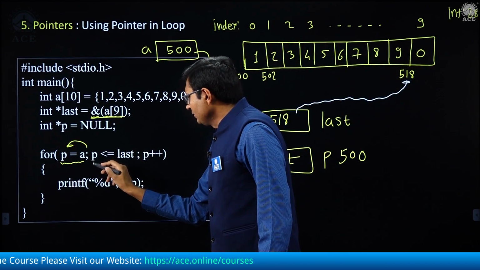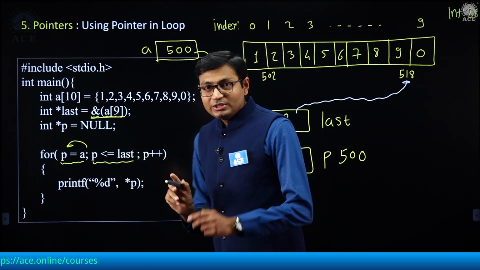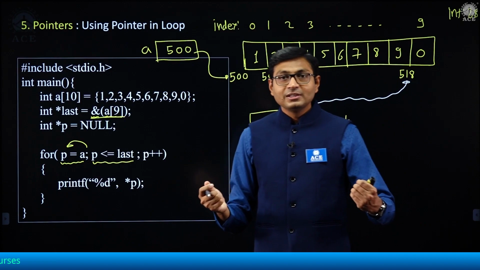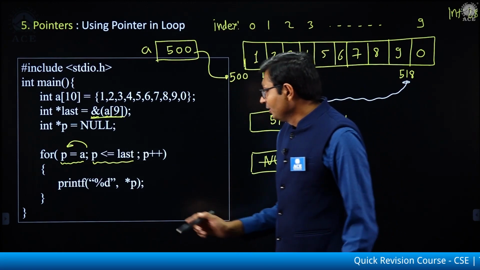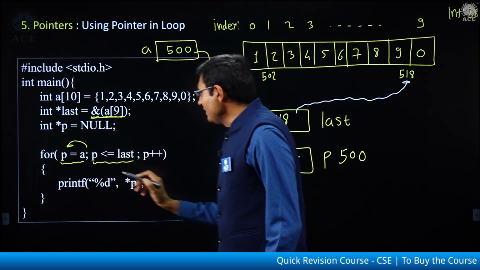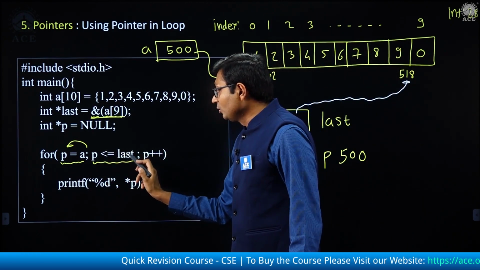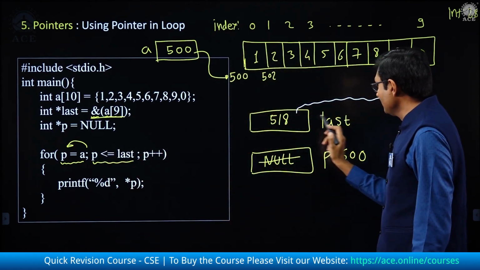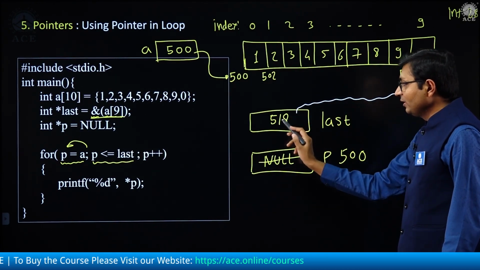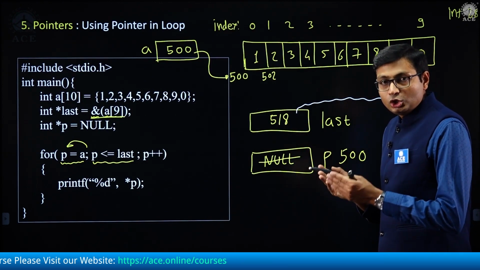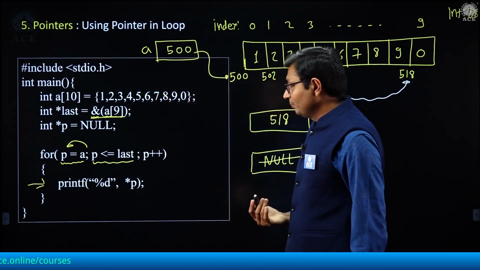Now, the next statement in the for loop is the comparison. P less than or equal to last. So, this is the comparison of two pointers, and the comparison of two pointers is allowed operation. It is a legal operation. So, P, what is the value of P? 500. 500 less than or equal to last. What is the value of last? 518. So 500 is less than or equal to 518. The condition is true. That's why the control will come inside the for loop.